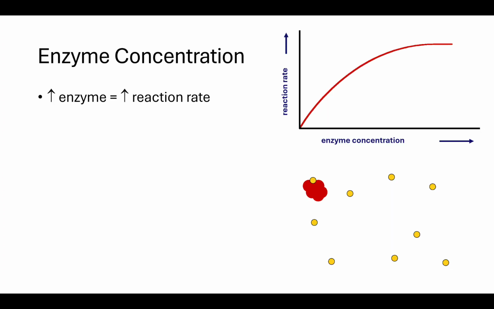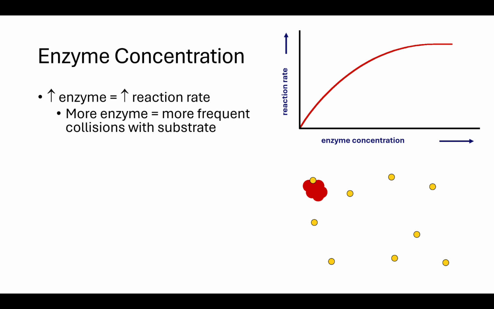All right. Another factor that can affect enzyme activity is going to be enzyme concentration, which if you have done the catalase lab in class, that is what we were testing as our variable. So the more enzyme you have, the higher the reaction rate, because with more enzymes, you're going to have more frequent collisions with the substrate. So here what you see, this molecule, the red one, that's the enzyme. And then this guy over here, that's the substrate.